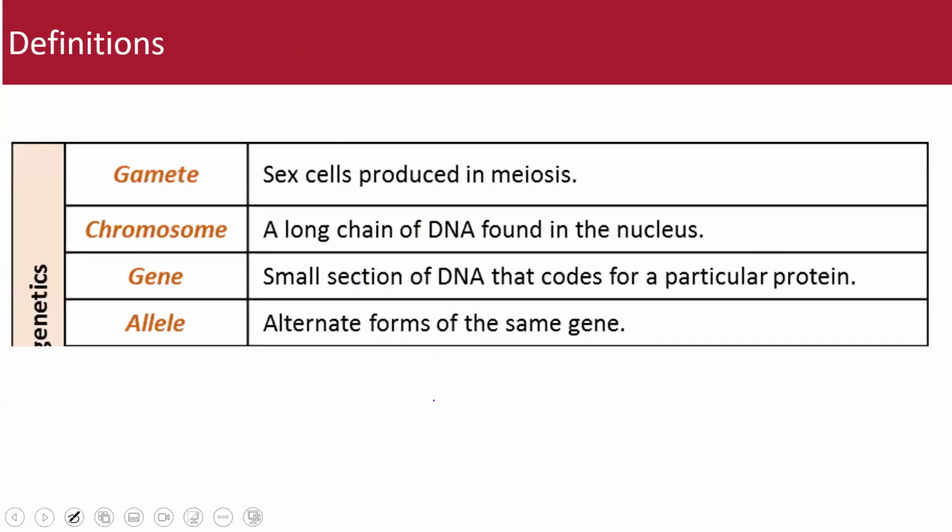Right, now on to a bit of genetics. I'm going to go through some of these genetics terms, and we'll start off with gamete. A gamete is a sex cell produced in meiosis. So your gametes are a sperm and an egg, and they are produced in meiosis. Chromosome: a long chain of DNA found in the nucleus. You've basically got 46 of them.